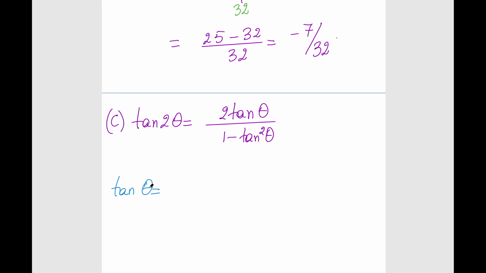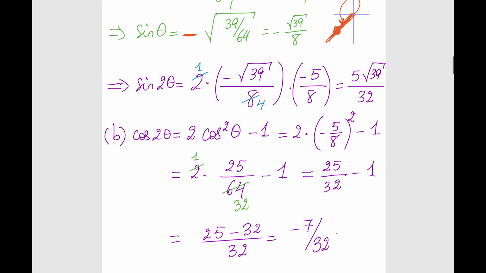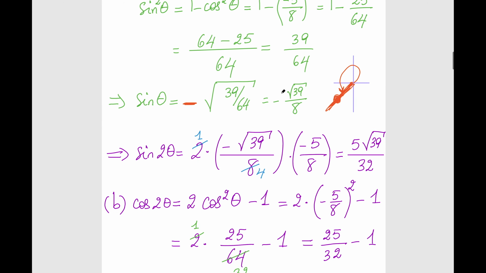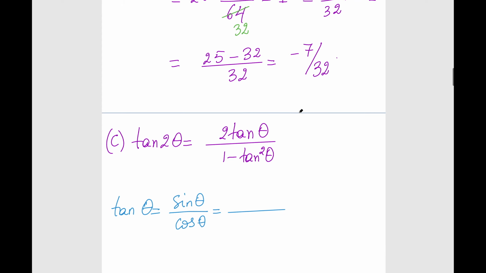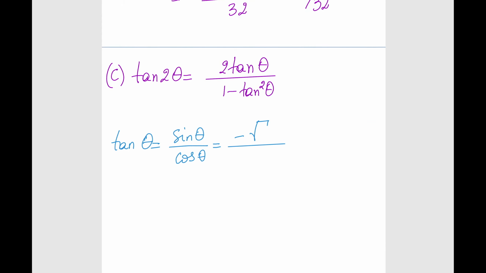What's tangent of theta? This is sine of theta over cosine of theta, and we know each one of them. We found sine of theta here: it's minus square root of 39 divided by 8. And cosine of theta, they gave it to us: minus 5 over 8. Correct? So the negative divided by the negative is positive, and we get square root of 39 over 8.